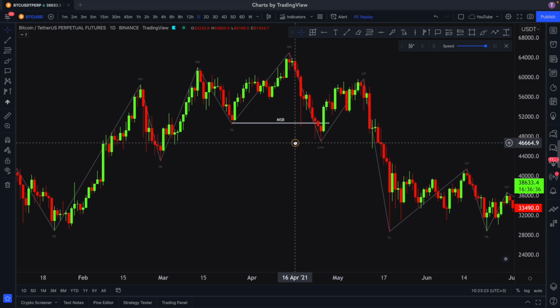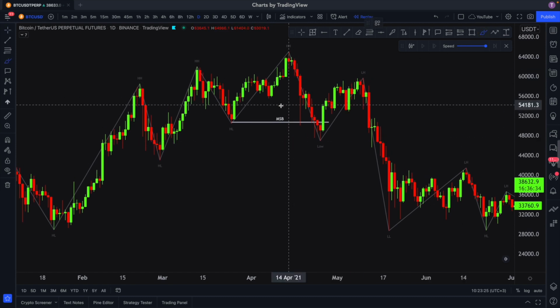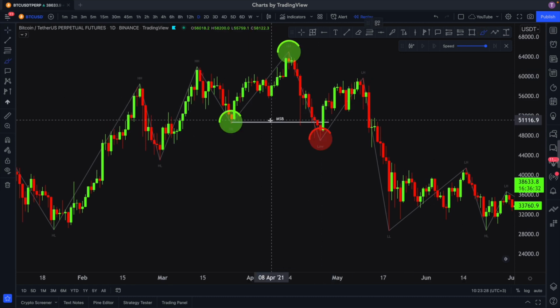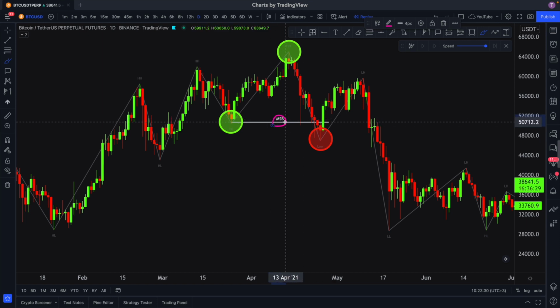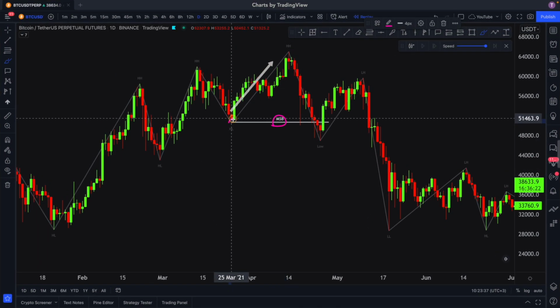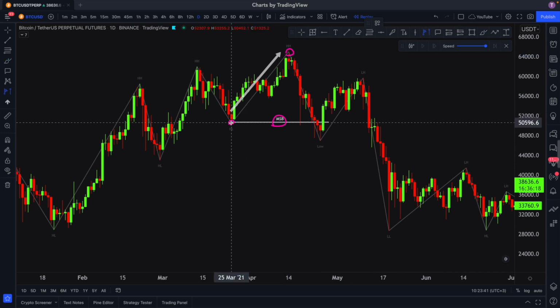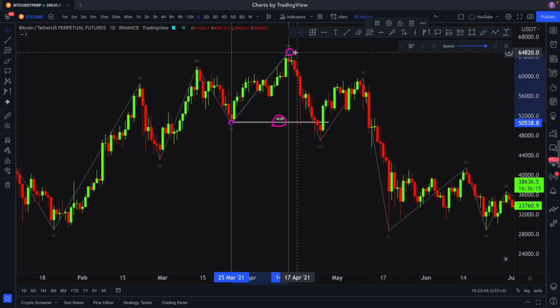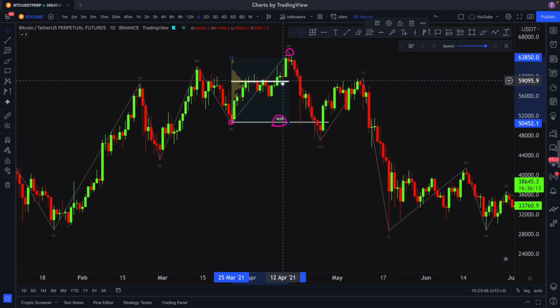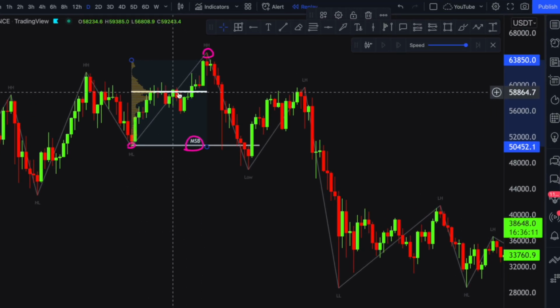Let's check a supply example. After confirmation of market structure break and identifying the entry zone, I'm drawing a fixed range from higher low to the deepest higher high. I identified the POC, point of control. This time it is the supply area.